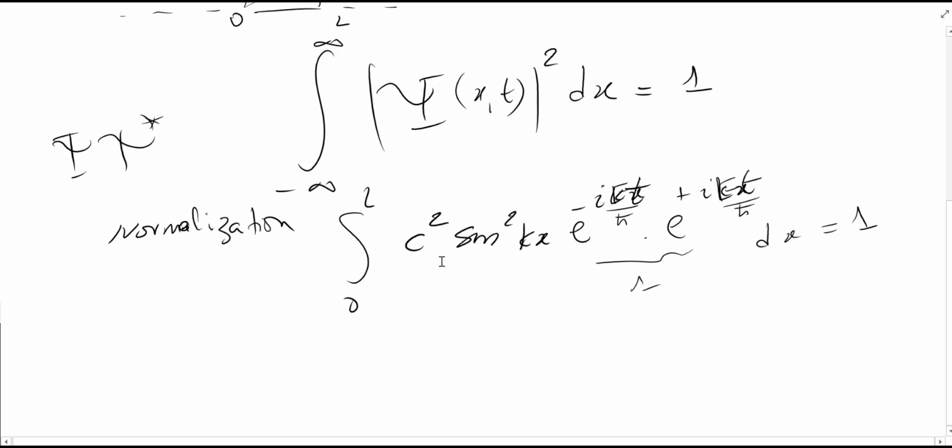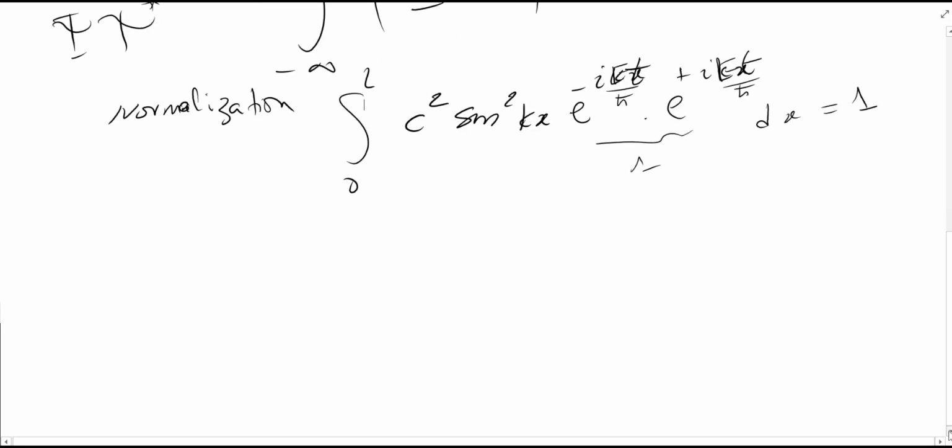So from here, it's a condition on C. From here, we have an equation for C. That means that C squared times the integral from 0 to L of sine squared of kx is equal to 1. Well, I'm going to write this in terms of L quickly and use a trig identity. So it's going to be C squared, the integral from 0 to L of sine of n pi x over L, squared, dx, is equal to 1.